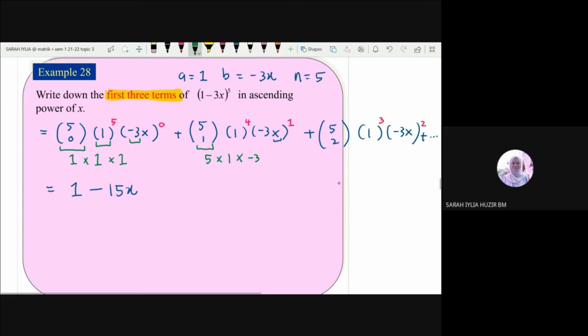Okay, last one. 5C2. 5C2 kalau tekan kalkulator akan dapat 10. 1 cube 1. Negative 3 squared. So, kita akan dapat 9 kat situ. So, plus 90. Variable jangan tinggal. So, we have x squared plus dot dot dot. Cukup.